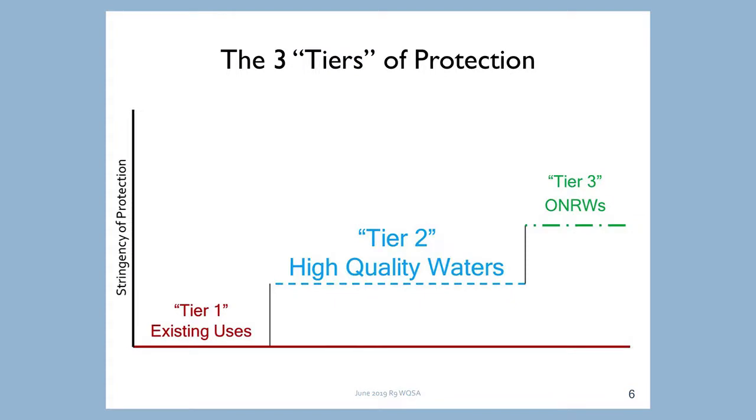All right, so what are these three tiers of protection? It is important to know this is not three tiers of high quality. It doesn't mean that tier 2 waters are better than tier 1 and tier 3 waters are better than tier 2. It's really about protections. Tier 1, existing uses, is your baseline. You've got to at least maintain what you've already protected. Tier 2, for high quality waters, is really a process to decide whether or not you want to use up assimilative capacity.